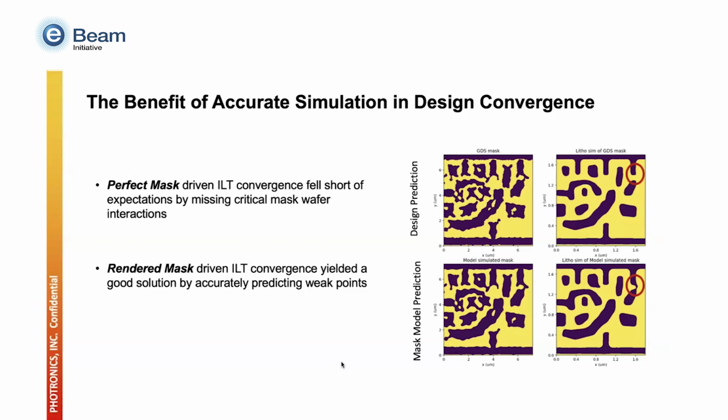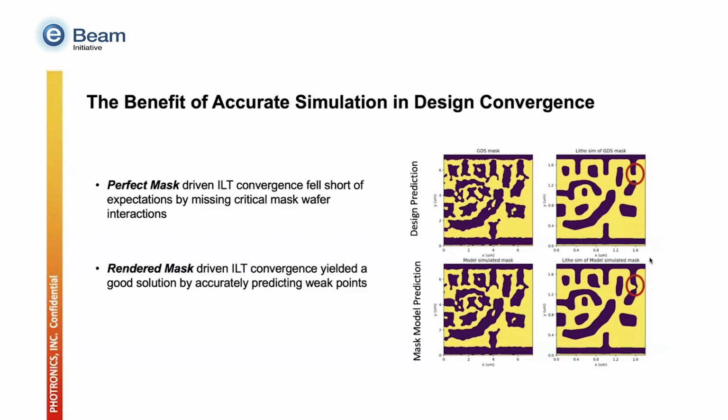And so then we're going to say, how are we going to use that framework to improve our lithography? So here's an example of that. This was a curvilinear design example. And what you see here is the design prediction. Here's the GDS mask. This is what the ILT convergence generated. And here is what the pattern looked like on litho. And you see in that spot where the red circle is, it looks pretty clean in that area.